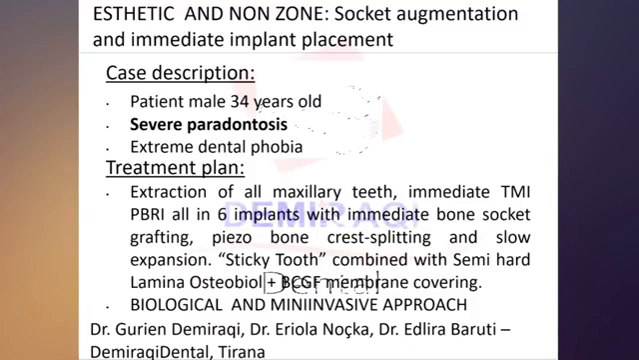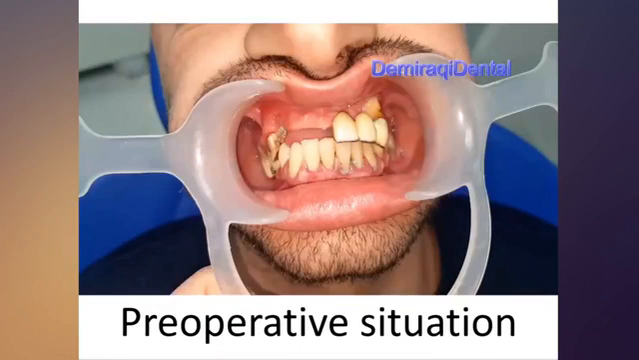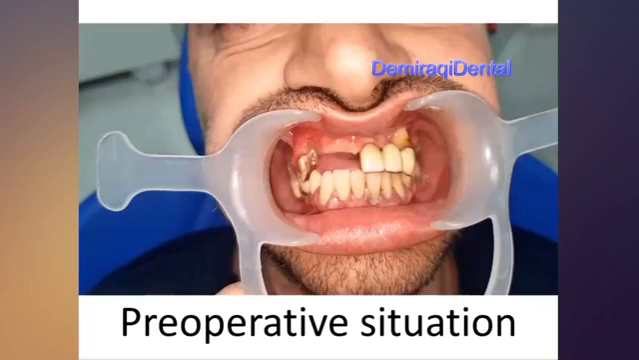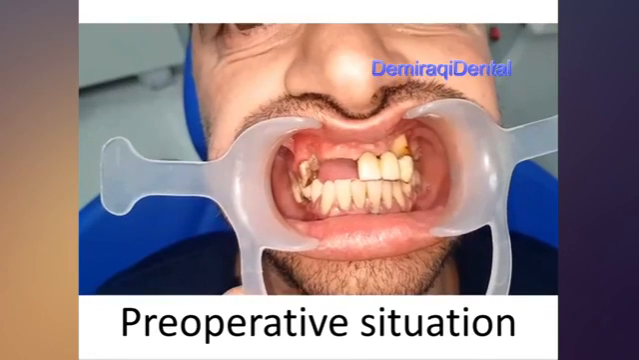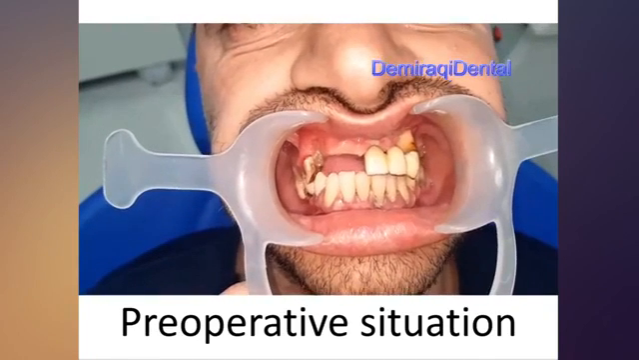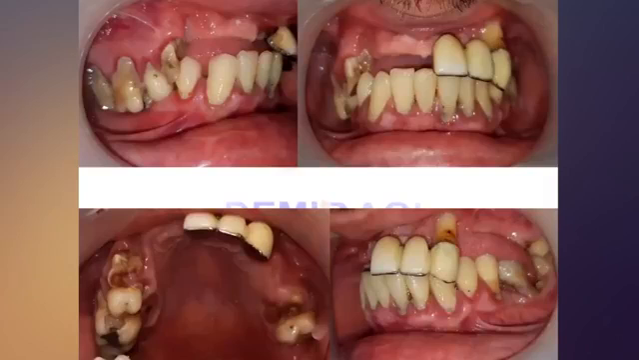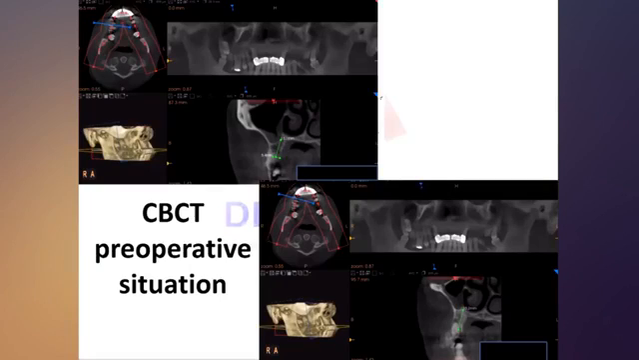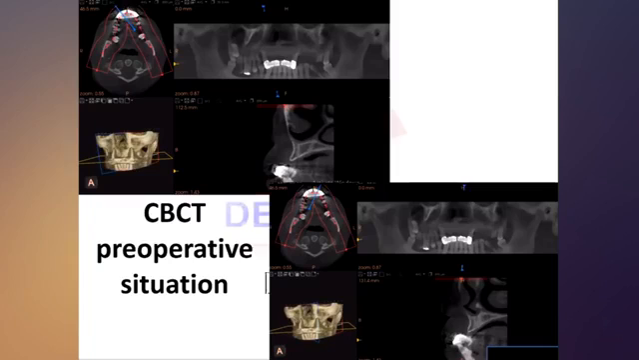Another case with extreme odontophobia, which was treated under general anesthesia, a patient of 34 years old. This is the situation before the treatment, which is painful. Well, this is what you get when you don't like your dentist very much. And this is a CBCT, which shows almost no bone in the front. The canines are floating. One was removed by itself, as you have seen.